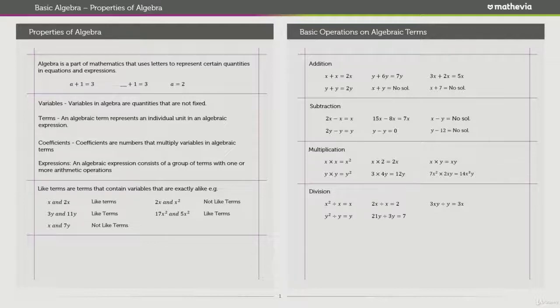And you have 3xy divided by y equals 3x. The y's cancel out, and then you have x divided by y. You can't do that. There's no solution to that. X divided by y is x divided by y. And yes, that brings us to the end of basic operations on algebraic terms. Now let's go ahead and do some examples.